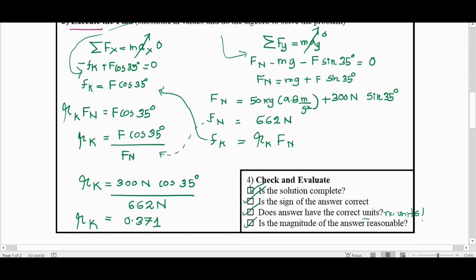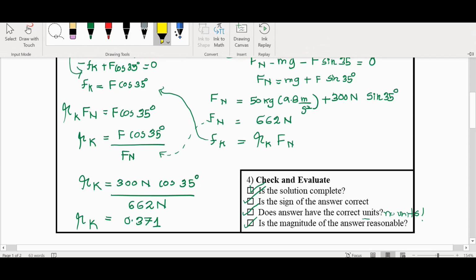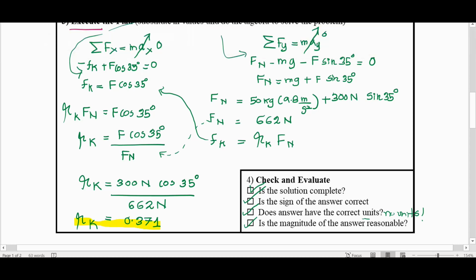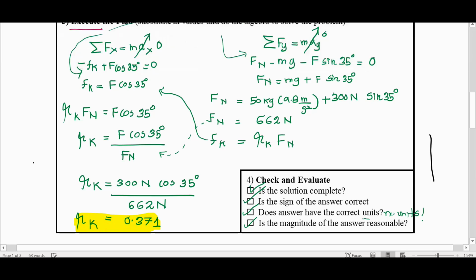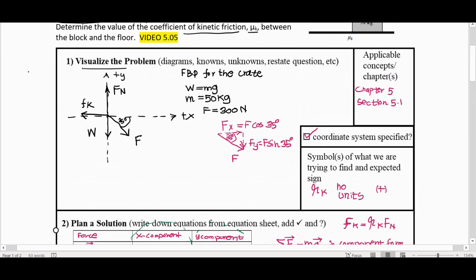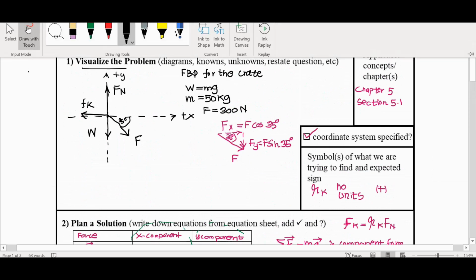So let's go back to what we did. Before that, I'm just going to highlight our answer. And we started by visualizing the problem. It is really important to visualize the problem. Why? Because it actually helps us to identify all the forces acting on the crate.